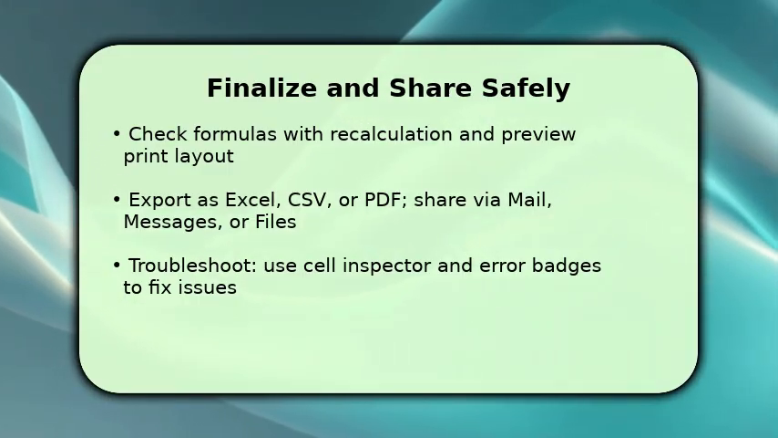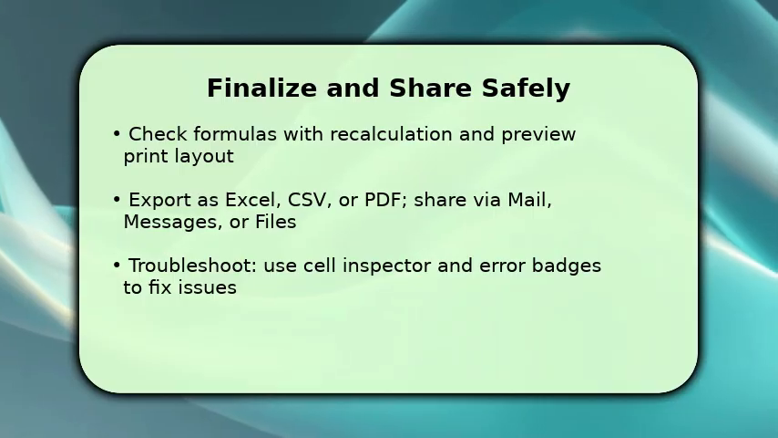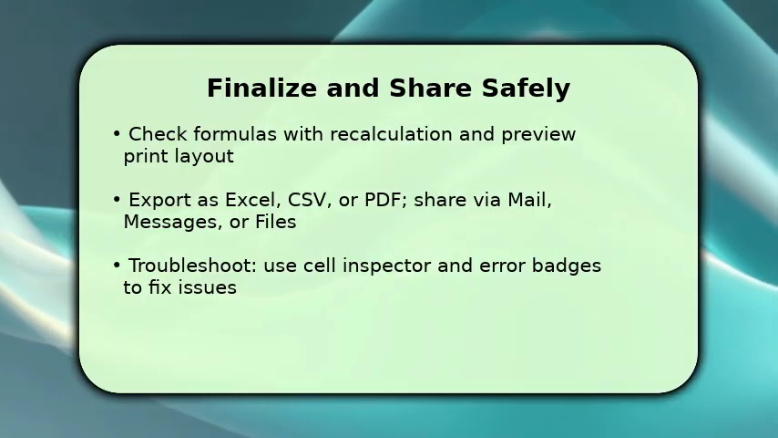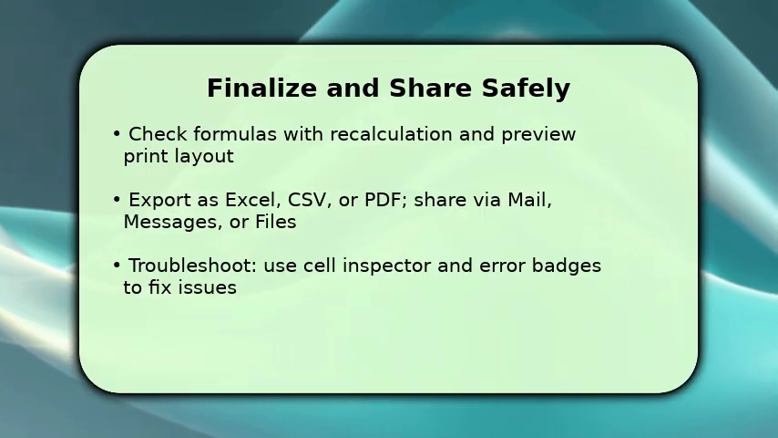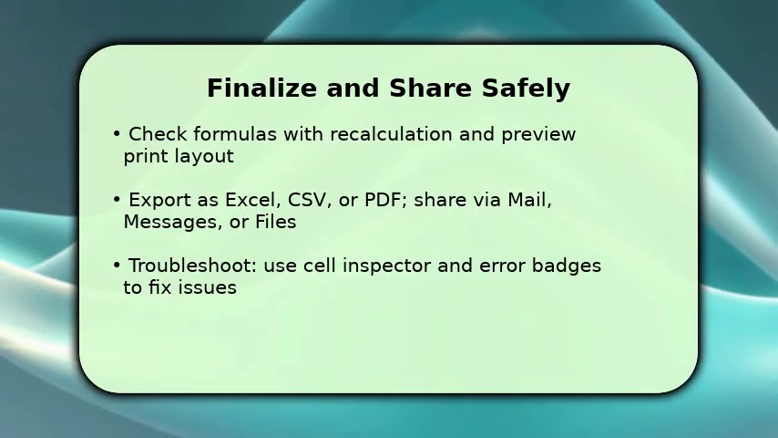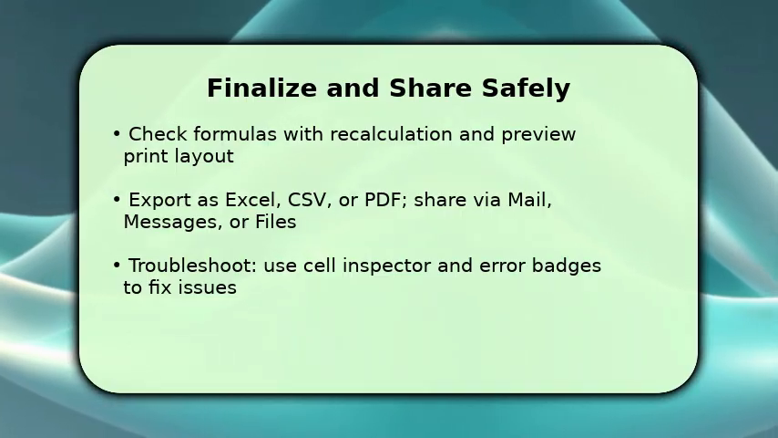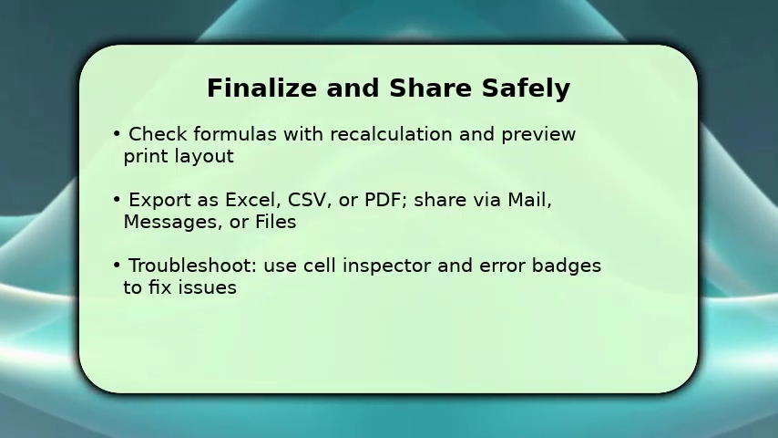If something goes wrong, use the cell inspector and watch for error badges. Tap them to see which reference or function is failing. Finally, make a duplicate before big changes. That backup makes it safe to experiment without losing your working copy.